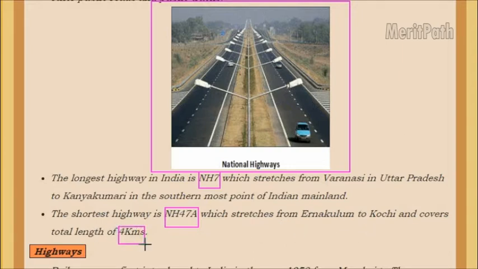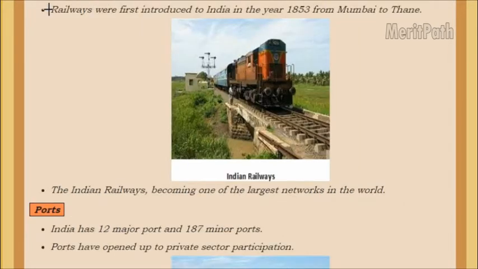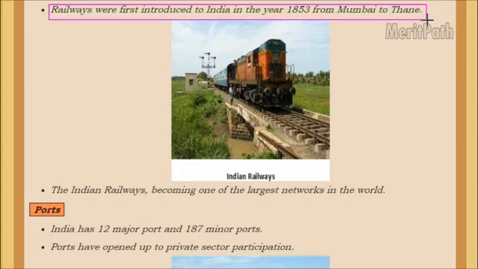Railways. Railways were first introduced to India in the year 1853 from Mumbai to Thane. You can see Indian Railways. The Indian Railways is one of the largest networks in the world.